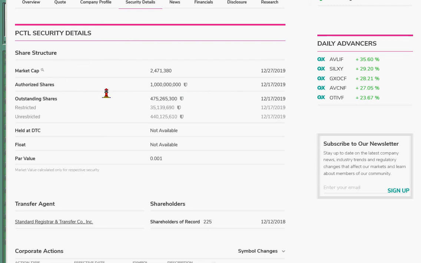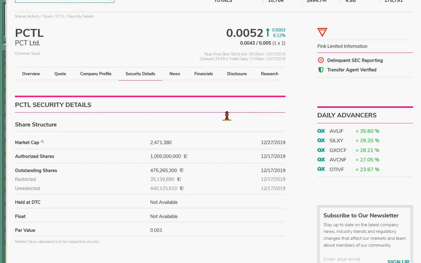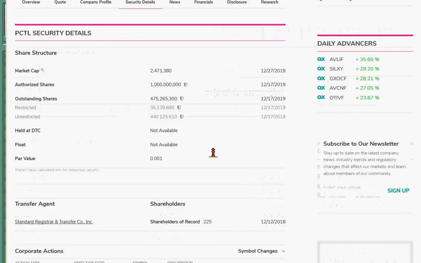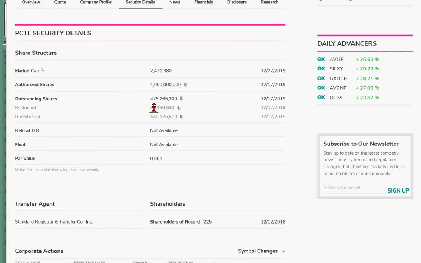So the authorized you get from a 10Q, but that might change. They try to keep this pretty up to date. They have this transfer agent verified. But anyway, so you have your authorized here. Your outstanding is 475 million. Then they have restricted and unrestricted, and a lot of times they will have the float.